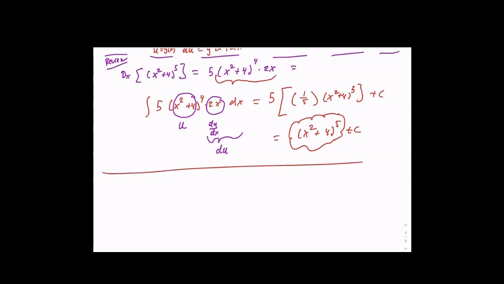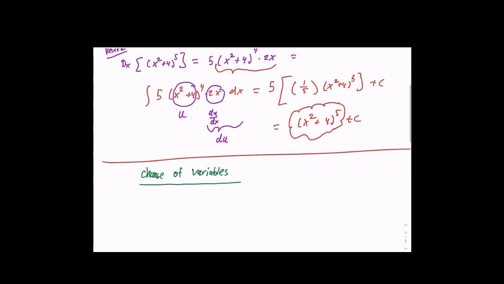So what this amounts to is what we call a change of variables. And a change of variables is when we substitute a variable for an expression and change all other parts as well to reflect.